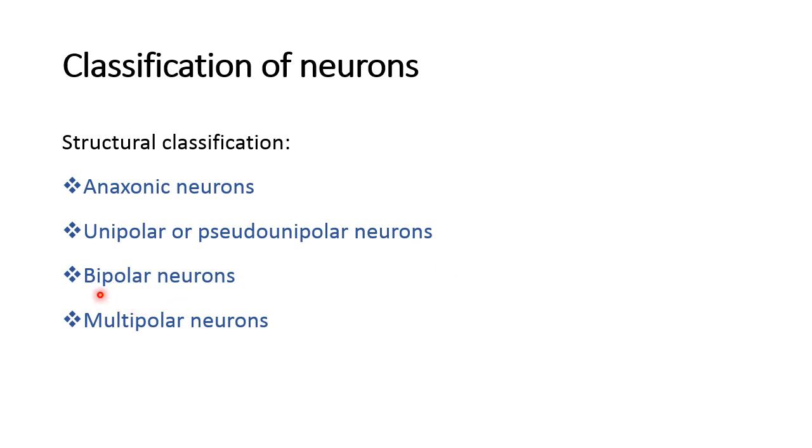of the body. The bipolar neurons have two processes, one dendrite and one axon. The multipolar neurons have multiple dendrites in addition to the axon.